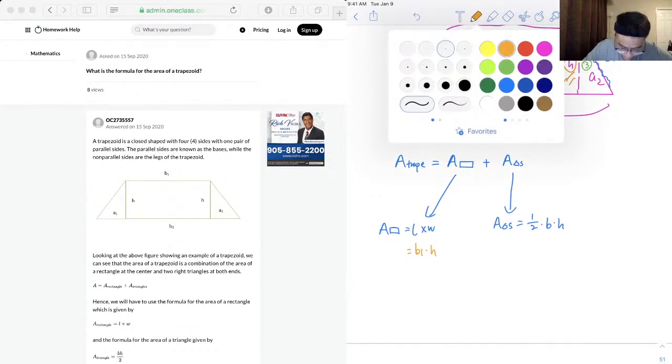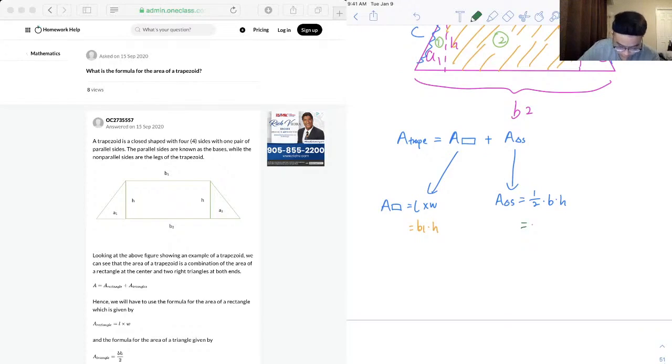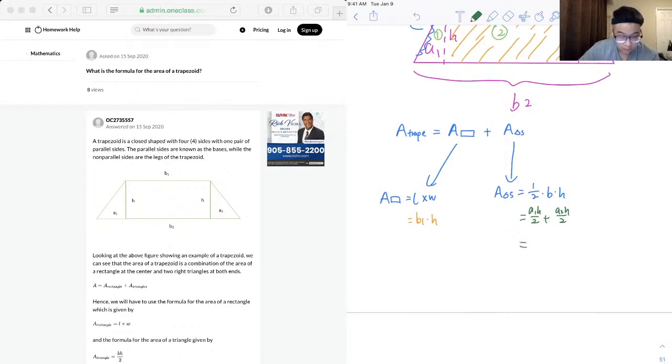And also, in terms of the triangle part, I'll use another color. The base and the height of the triangles are the A1, A2, and h of the trapezoid. So hence the area of the triangles would be A1h over 2 plus A2h over 2, which can also be written as A1 plus A2 divided by 2 times h.